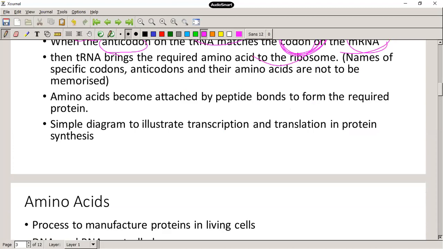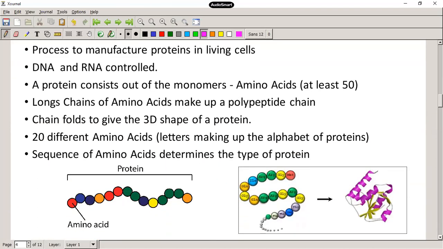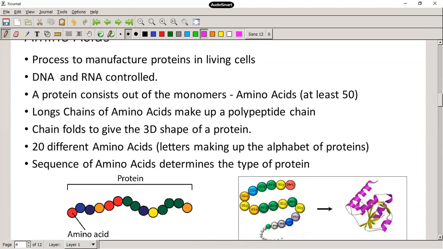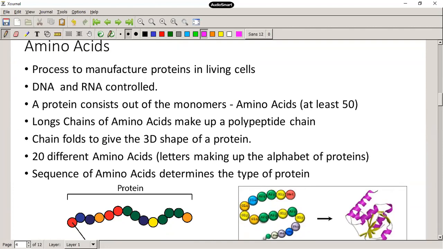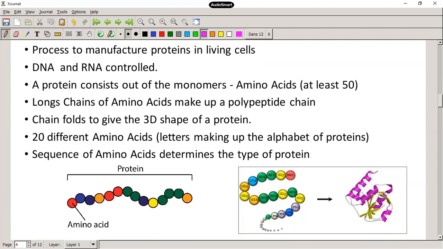Ladies and gentlemen, then. Okay, so what are amino acids? Amino acids are basically the building blocks of proteins. We have a process to manufacture proteins in living cells, controlled by DNA and RNA. Proteins consist of monomers, and the monomers of proteins are amino acids.